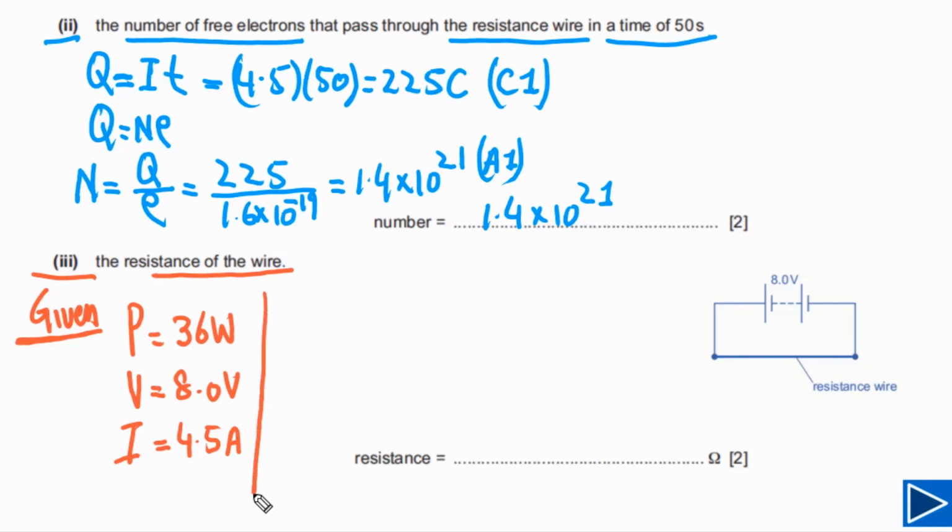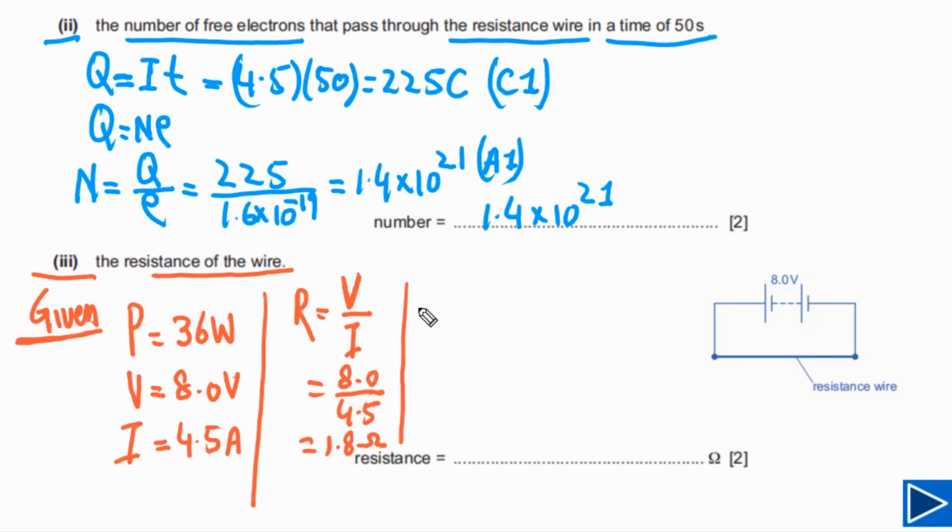So now we have different options to calculate the resistance of the wire. An easy way is we can simply say R is equal to V over I. So the resistance of the wire is equal to the potential difference across the wire divided by the current passing through the wire. In this case, the potential difference across the wire is 8.0 and the current passing through this wire is 4.5. So we can find our final answer. In this case, the final answer will be 1.8 ohms. So this is the resistance of the wire.